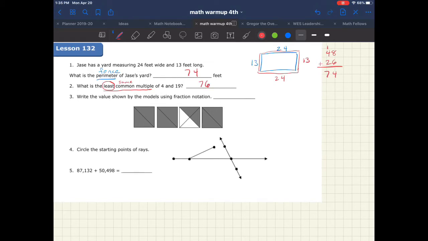Okay, the values shown by the models using fractional notation. Let's see, I've got a bunch of halves here. So I could write this as the number of halves. That would be a fraction, right? 1, 2, 3, 4, 5, 6, 7 halves. Some of you may have noticed that, well, those halves go together to make one whole, so I do also have 3 and a half.